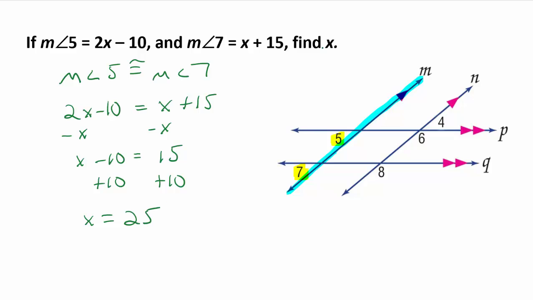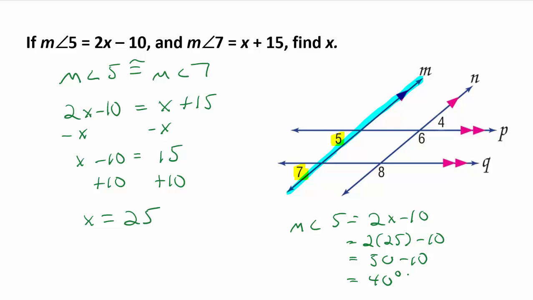Again, remember that we're only solving for x, and we found x. If I would have asked you to tell me what the measure for angle 5 would be, I would plug that back in to 2x minus 10, 2 times 25 minus 10, which is 50 minus 10, and that would have been 40 degrees. But I didn't ask for that. I just asked you for the value of x. I just wanted to show you that just in case I'd asked you for the measure of angle 5, this is what you would have done. You would have plugged this back into that equation there.